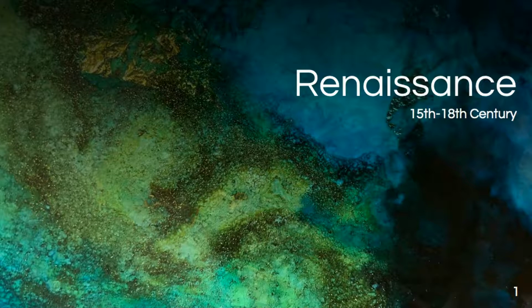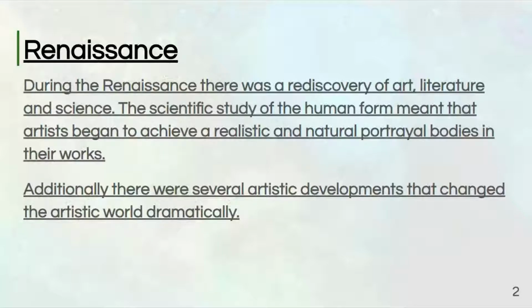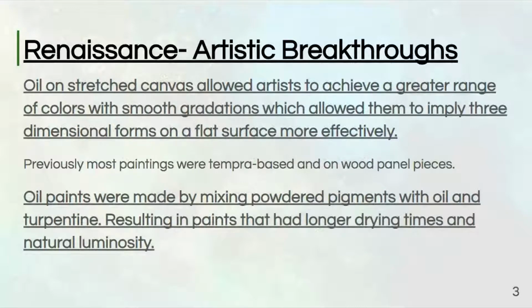So here we are in the Renaissance. We have moved out of the Middle Ages and into Enlightenment. And now we have all of this amazing art and literature. We're taking these amazing leaps forward when it comes to science. The human body is back in art and accurately depicted. So there are some artistic developments we have to talk about first that changed the art world dramatically.